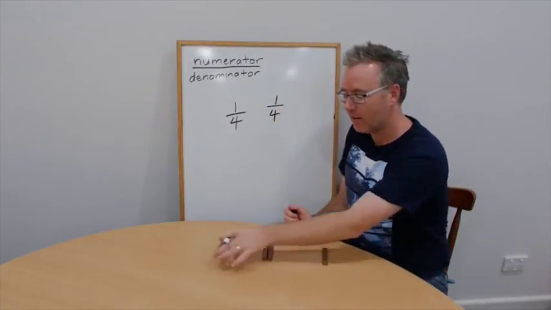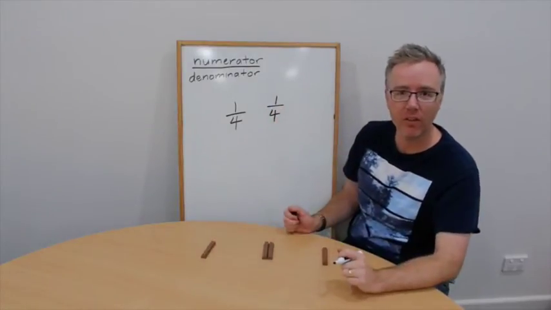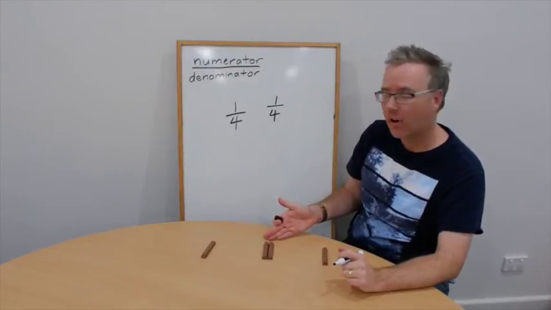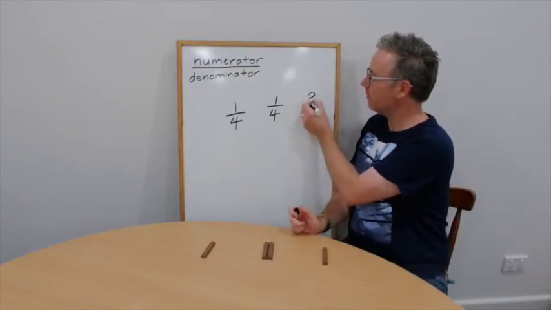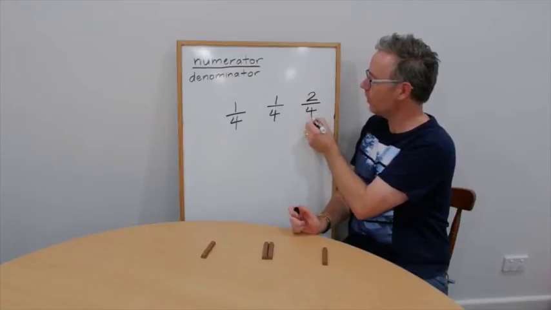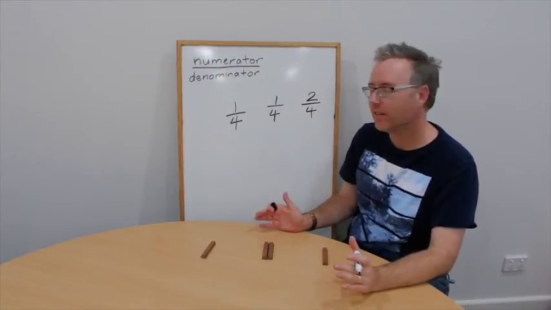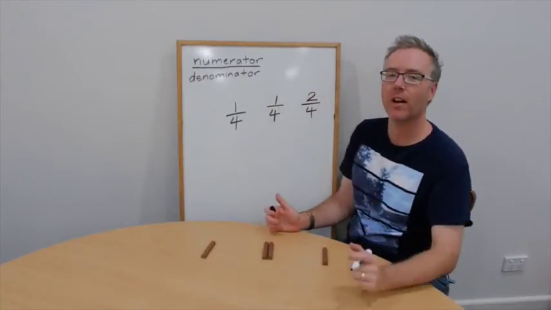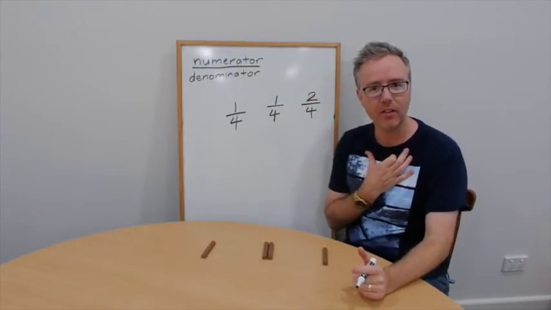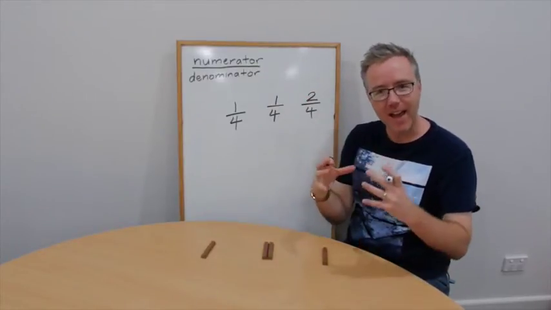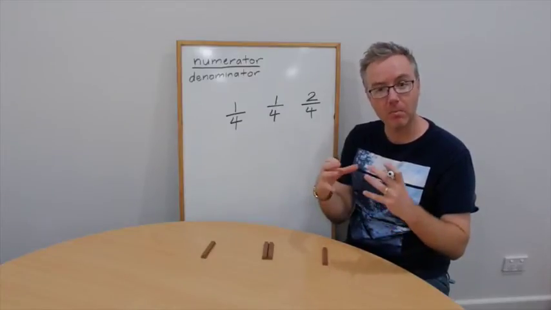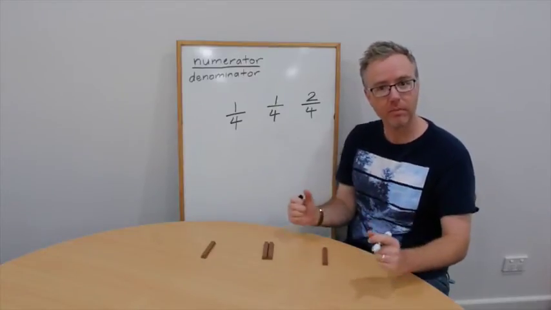So I'm going to share that 1/4. I have left over 2/4. So it's as simple as that. When we think about fractions, the top number, the numerator, is how many I have. The denominator is how many equal parts make the whole.